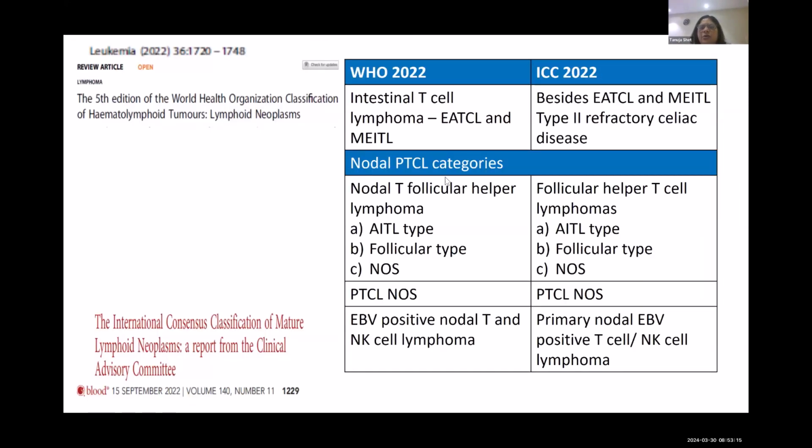And this is the WHO classification. We call now nodal PTCL as nodal follicular helper T cell lymphomas if they're expressing follicular helper T cell markers, PTCL NOS, and we have EBV positive nodal NK T cell lymphomas. There are 2 classifications of lymphomas now, and these are the 2 references if you want to read.